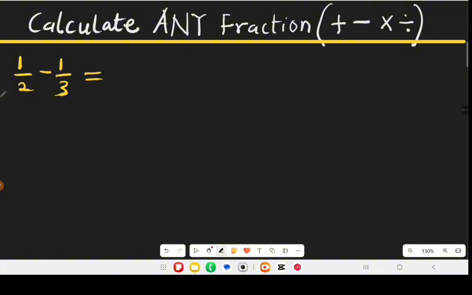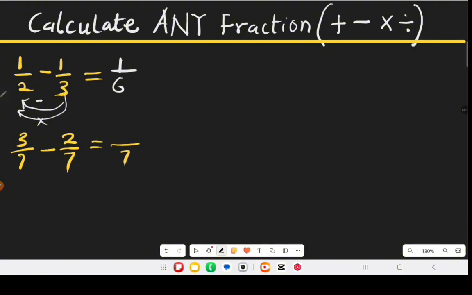The fastest way to do this is to take the second denominator minus the first, which is 3 minus 2, which is 1, as the numerator, all over 3 times 2, which is 6. Let's take another example: 3 over 7 minus 2 over 7. Here you keep the denominator since both are the same, which is 7, and you subtract the numerators, 3 minus 2, which is 1, as the answer.